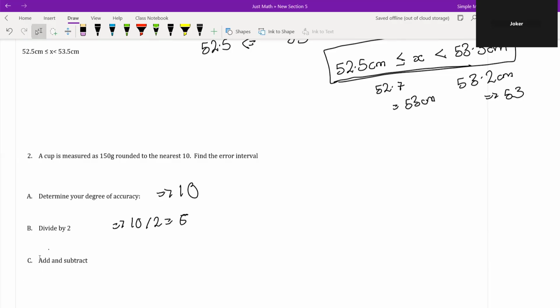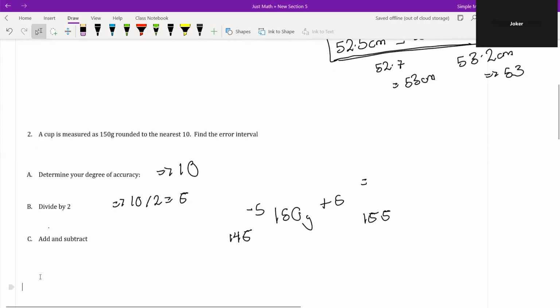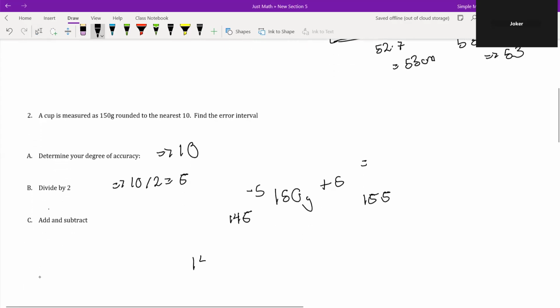Okay, so the value we had was 150 grams. Add 5 to it to get 155. Subtract 5 from it, we get 145. Then we can now write our error interval as, remember, 145 grams is less than or equal to x, and x is now less than 155 grams.